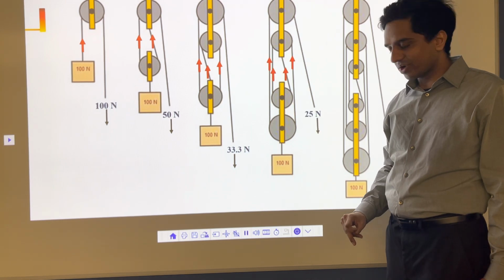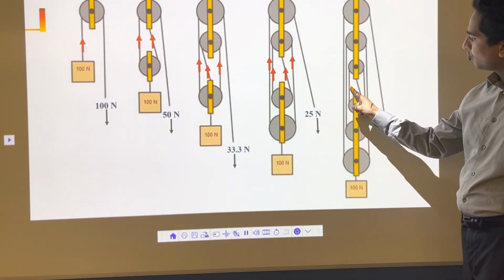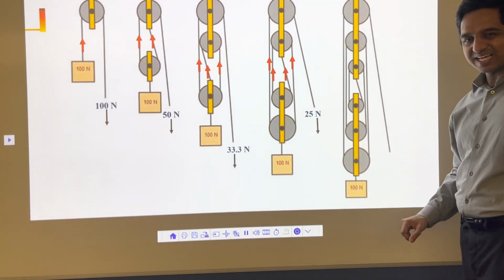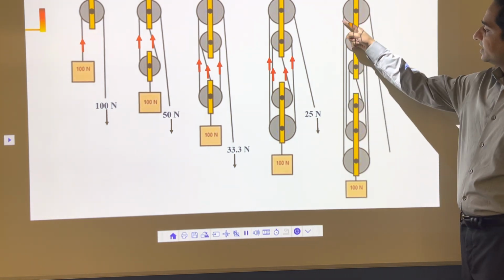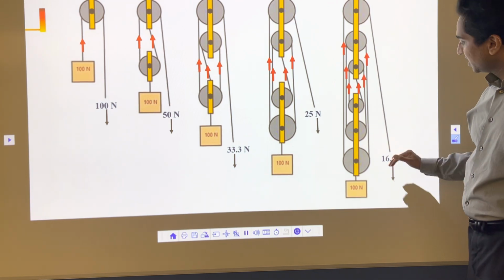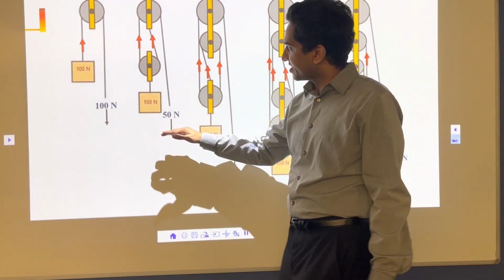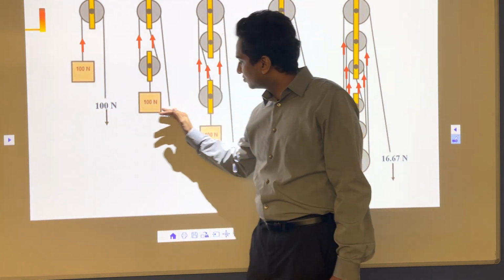For this one, I have 6 ropes, 1, 2, 3, 4, 5, 6. So it means divided by 6. It's like 16.6 Newton. So here 16, 16, 16, 16, 16. That 16.6 comes here and the answer will become 16.6 Newton. Here mechanical advantage of 6, advantage of 4, advantage of 3, advantage of 2, advantage of 1. That's how this system works.